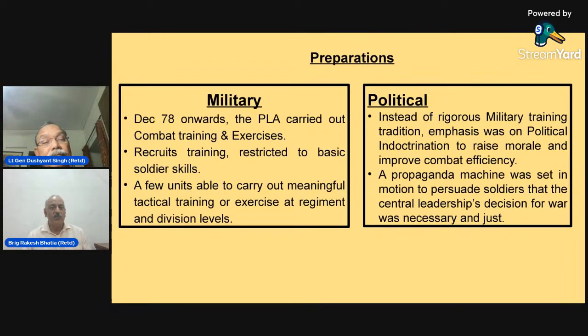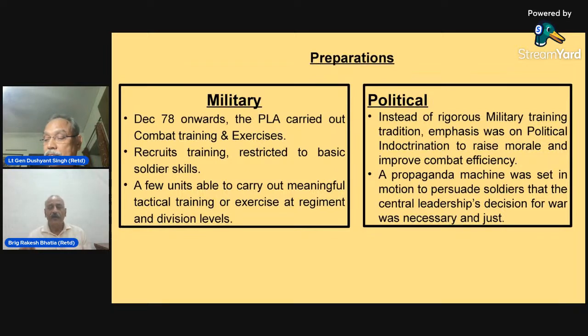Chinese preparations were of two types, military and political. Military, they did carry out in 78. A little bit of combat training and exercises, some recruit training. Let's not forget that a lot of Chinese troops were conscripts who were brought in because of political work. Very few units were able to carry out meaningful tactical training or exercise at regimental and division level. Most of it was on basic soldier skills.